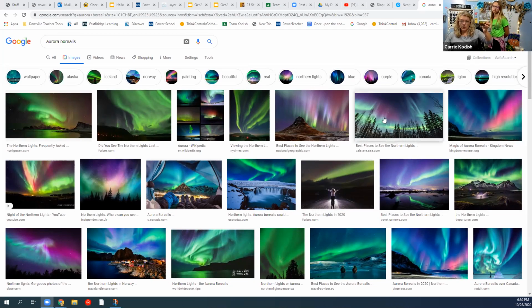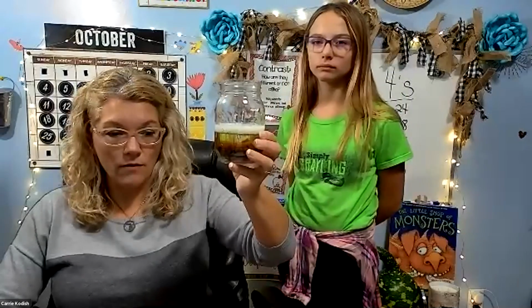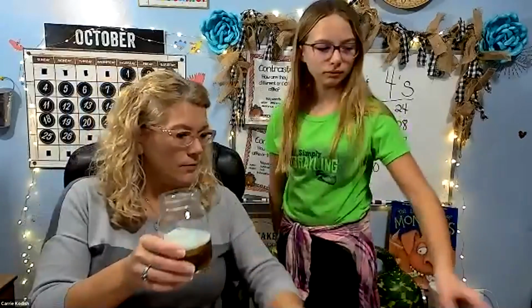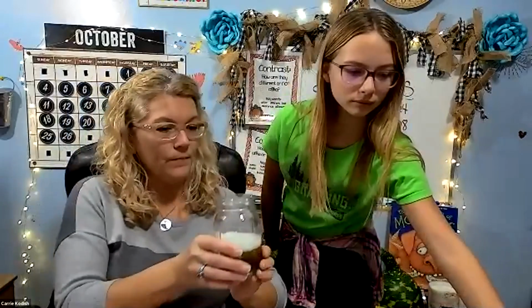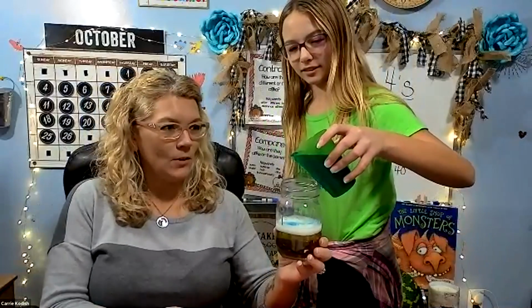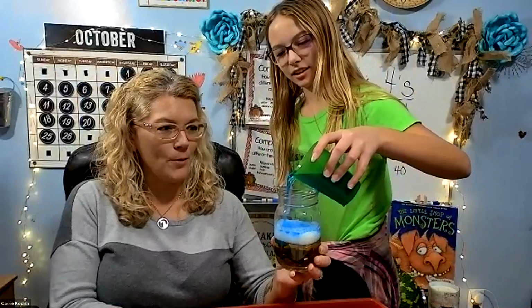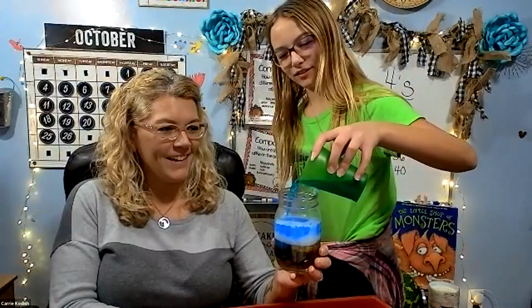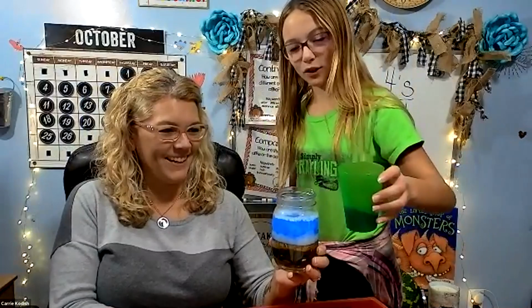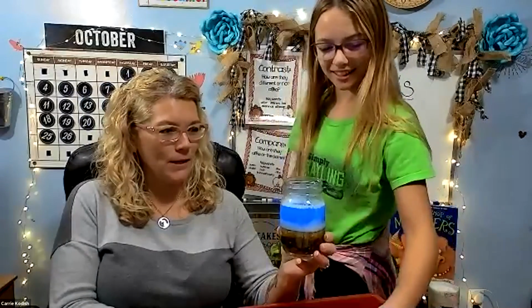So to demonstrate that layer of the atmosphere, we are going to use water. And this water we have dyed with blue food coloring. Go ahead, handy assistant. We have a tray. Pour, pour, pour. Excellent. Stop. Nice job, handy assistant.